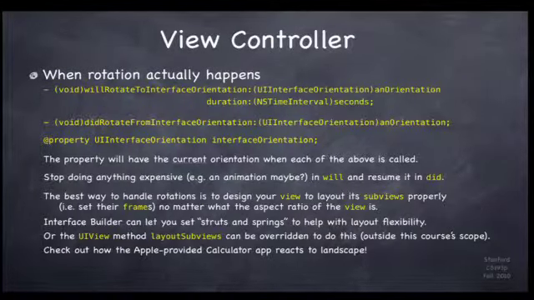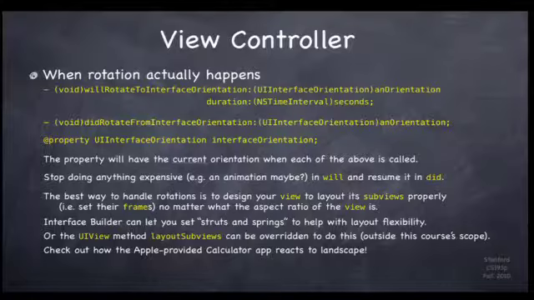When the rotation actually happens, you'll get these messages: willRotateToInterfaceOrientation, didRotateToInterfaceOrientation. You actually don't do much in these methods. If you're doing something really expensive, you probably want to stop when the will comes, because you don't want to be doing some expensive operation while it's rotating your view around, because that might be animated and you want it to be smooth. But mostly the responding to rotation, you do that in your view. Your view needs to understand how to lay itself out if it's wider than it is tall, or taller than it is wide.